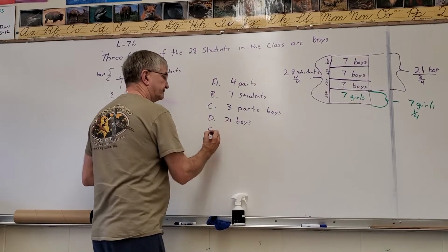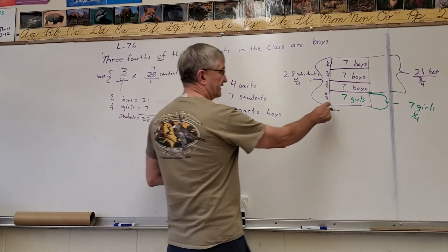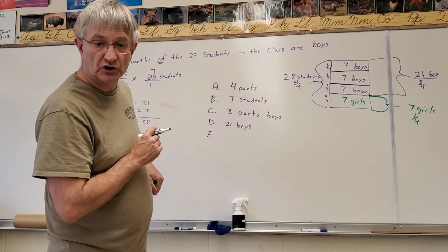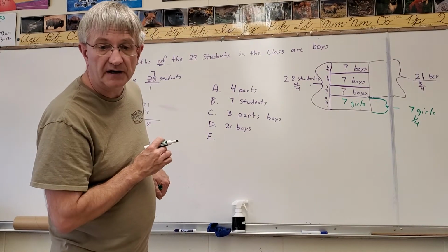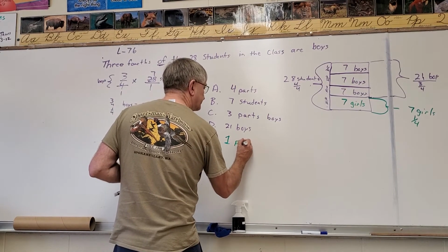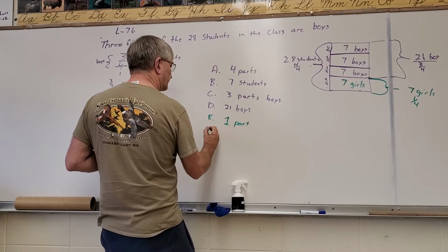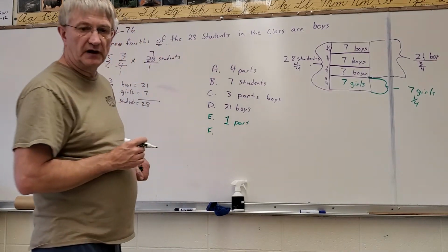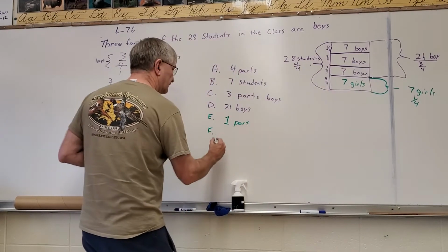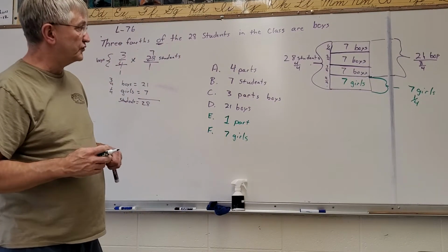Ready for E. How many parts are girls? Well, we did that in green. So E says how many parts are girls? 1 part. I'm going to keep my color code here because we're talking girls. And then we're ready for F, which asks how many girls are in the class? We figured that out earlier: 7 girls. Okay, so that is the number question.